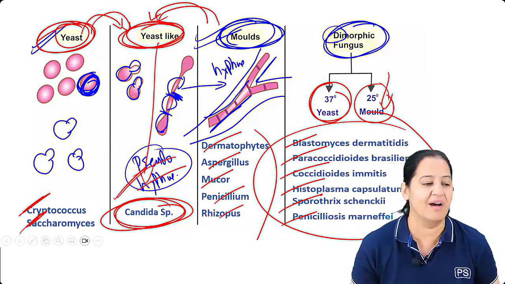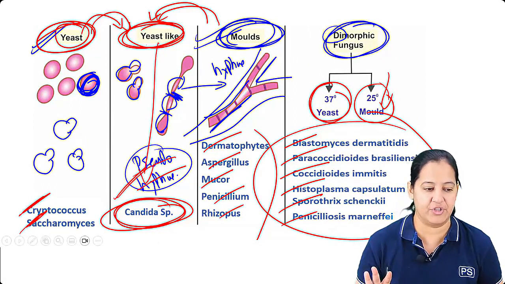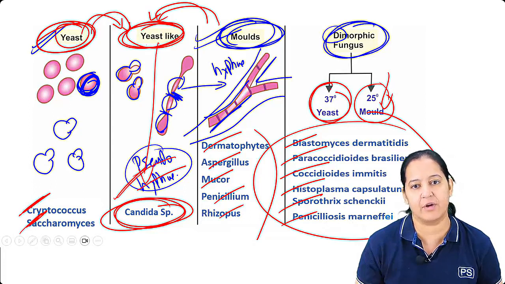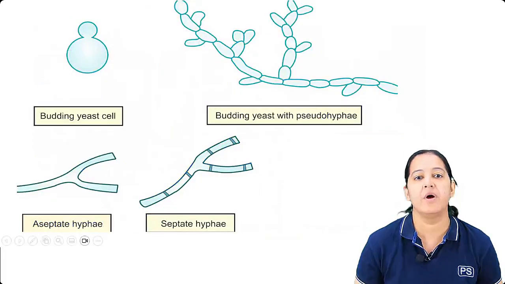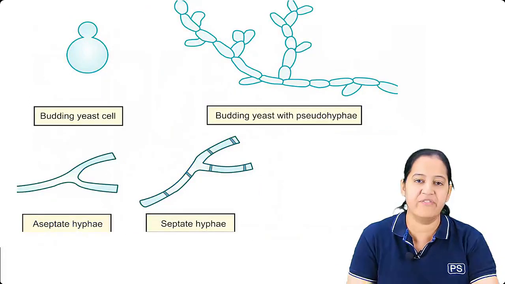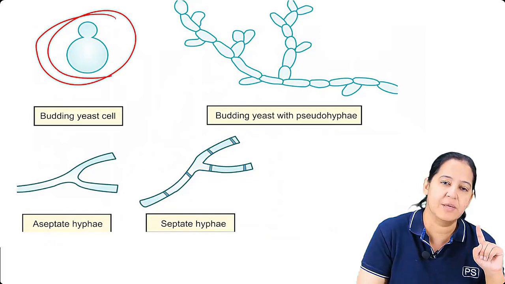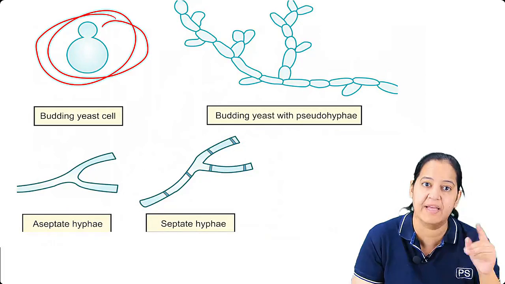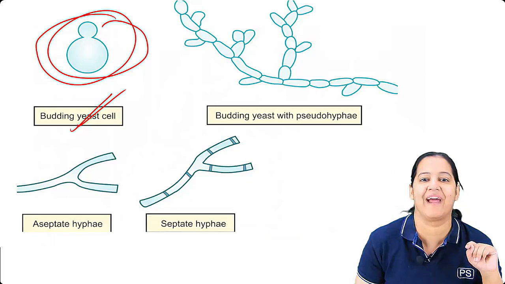This classification-wise, you get the question. Okay, classification-wise, you get the question here. Yes, Aspergillus is also there. Okay, so the same diagram. Can you identify the structure? What is this? You say, ma'am, it's spherical and dividing by budding, so it's a yeast. Yes, absolutely right.